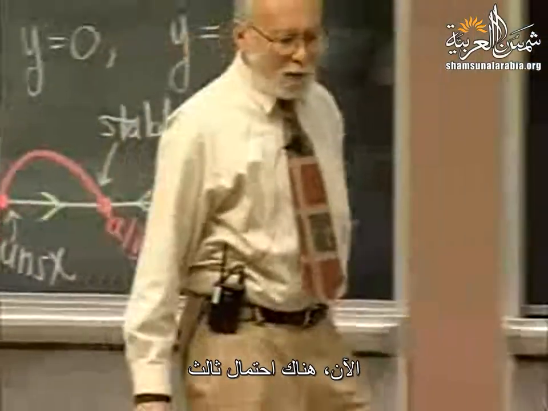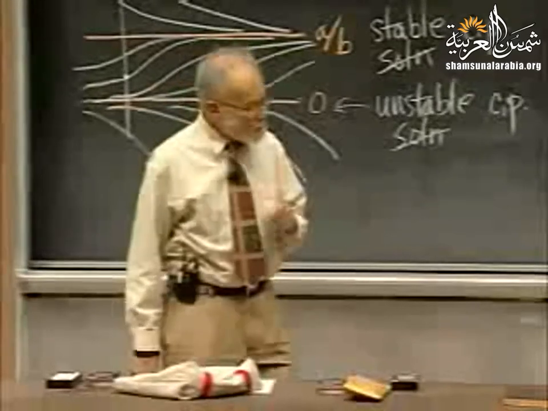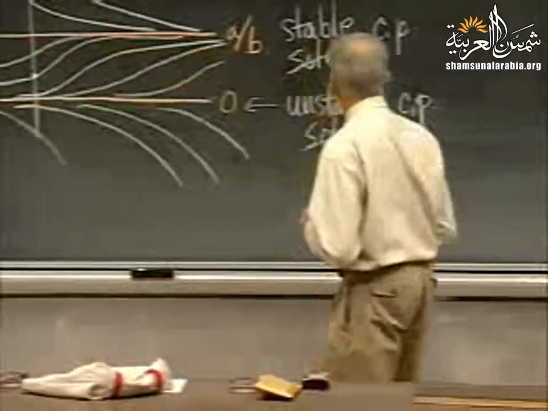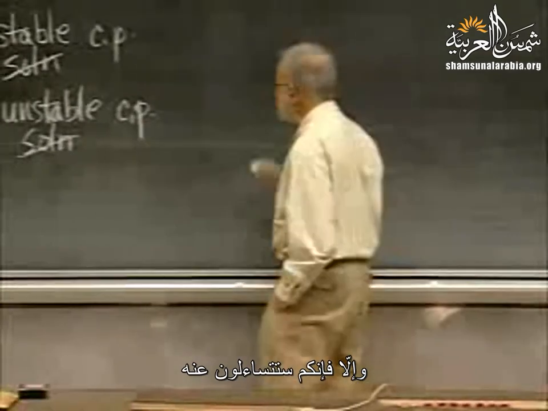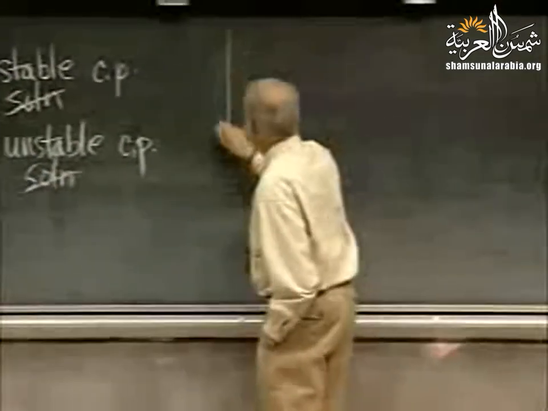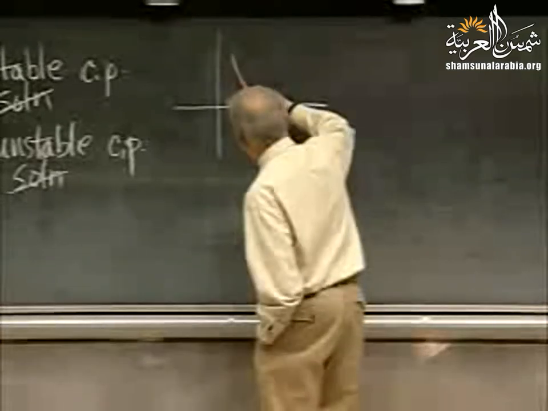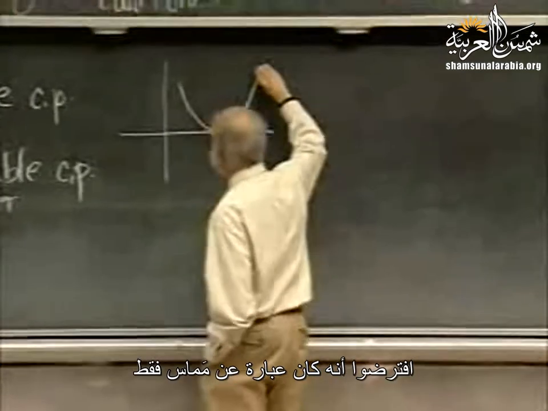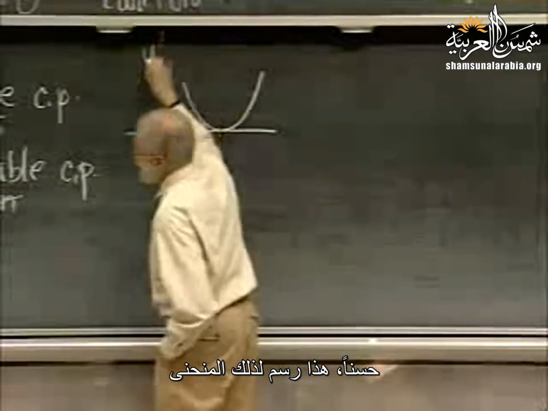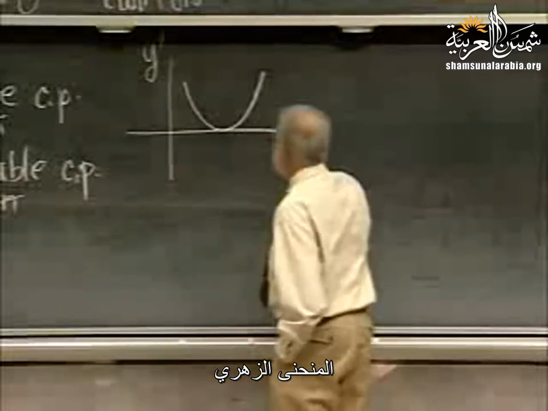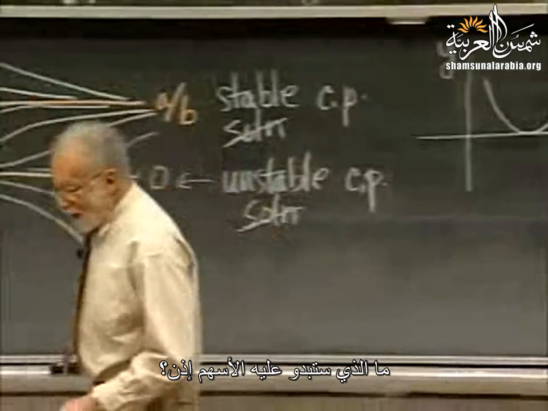Now, there is a third possibility. I think we better address it because otherwise you're going to sit there wondering, hey, what did he do? Suppose it looked like this. Suppose it were just tangent. So this is the picture of that curve, the pink curve. What would the arrows look like then?